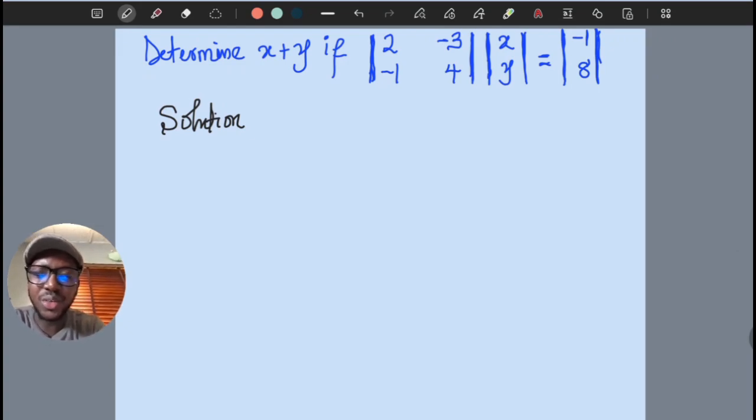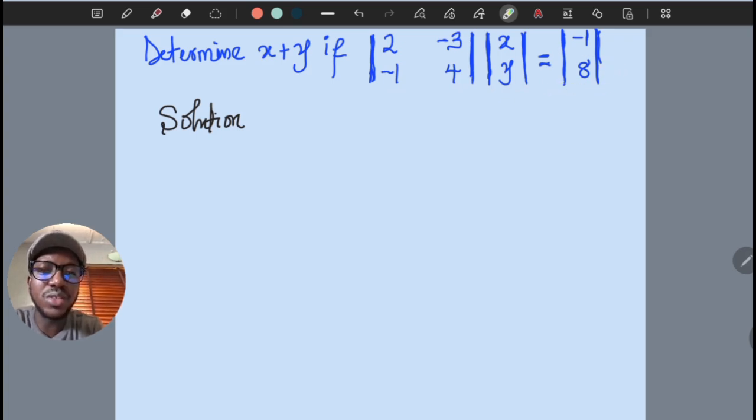And the question we have today borders around matrices. So we've been asked to determine x plus y if we have the question that we have here. Now, it's very easy to approach this question. If you look at this first matrix here, it has been asked to multiply this, and it is also said that it is equal to what is on the right hand side.